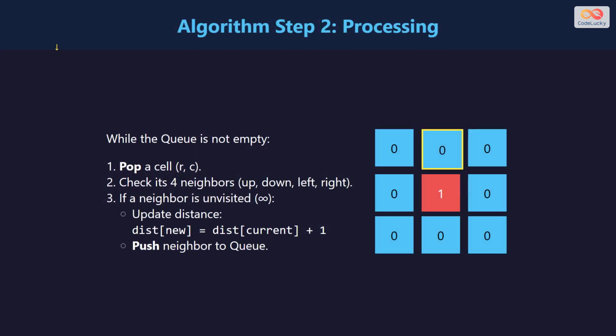Now we start the processing loop. While our queue is not empty, we remove a cell. We then look at its 4 neighbors, up, down, left, and right. If a neighbor has not been visited yet, meaning its distance is infinity, we update its distance to be the current cell's distance plus 1. Then, we add that neighbor to the queue.